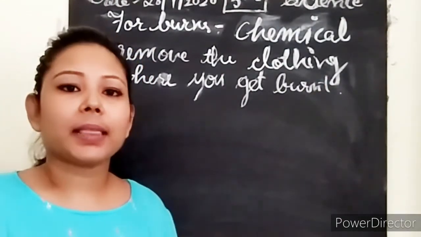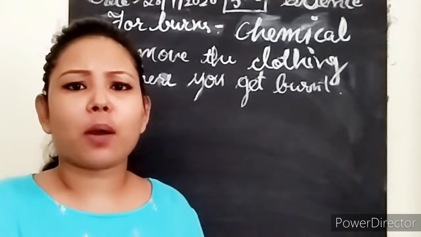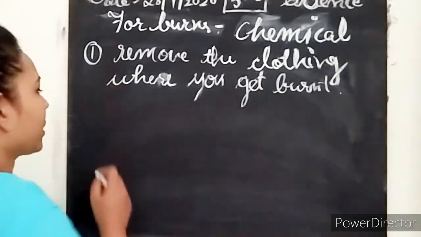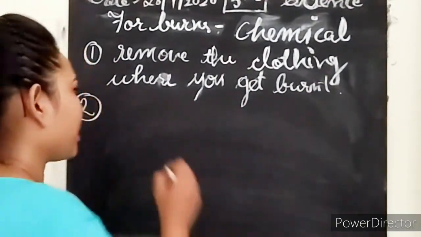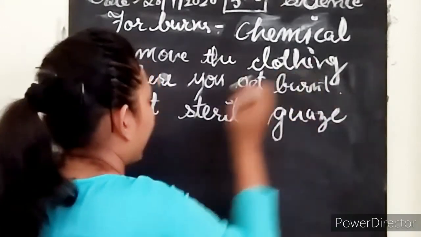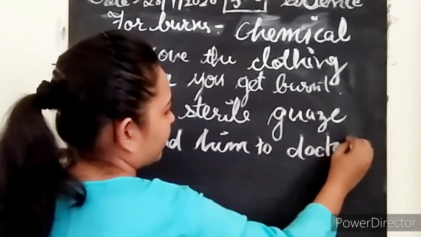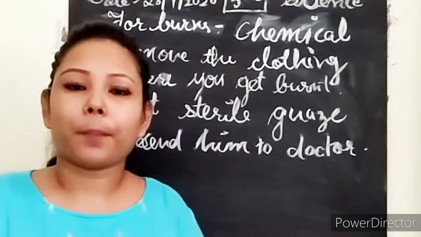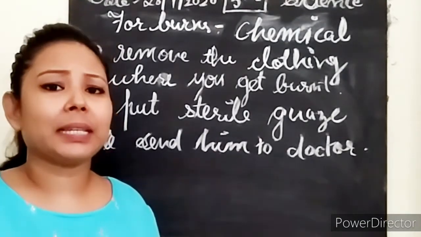And in the second step, you will not put any antiseptic lotion or baking soda or other things. Just put sterile gauze on the burnt area, and afterwards send the patient to the doctor. Clear? So students, this is for the burns. We studied three burns: first minor, then severe, and the last was chemical. The things to do are different in these different burns.